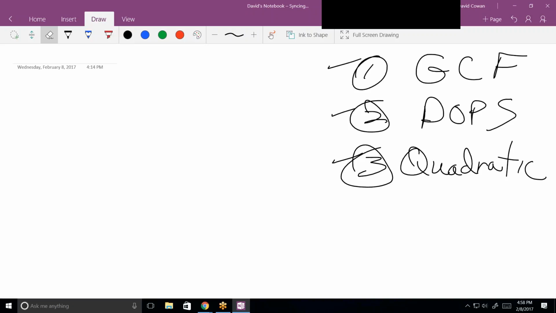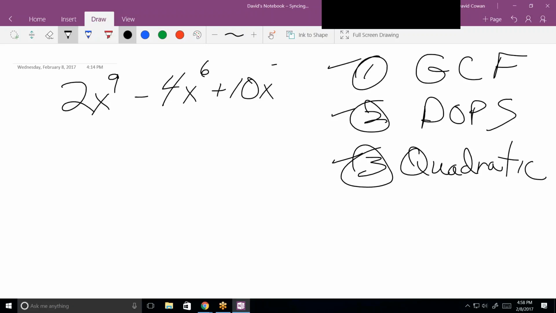Another one? Yeah, what else? Alright. We have 9x to the power of 9 minus 4x to the power of 6 plus 10x cubed. It's the first step, great concept here, which is do first the number and then the variable. 2x cubed there. Good. Leaving behind what?